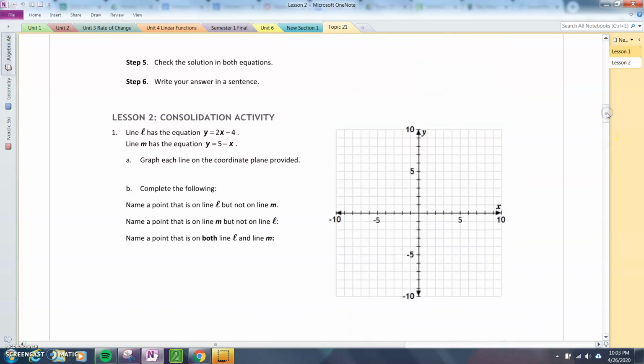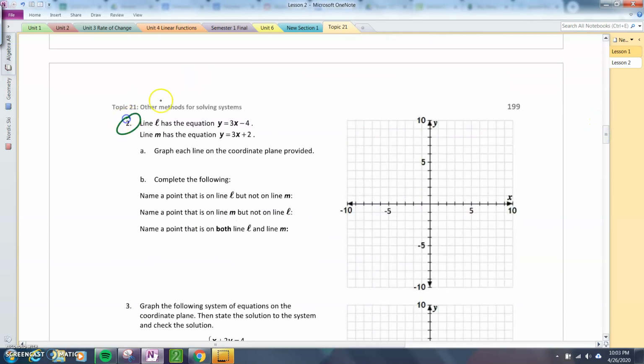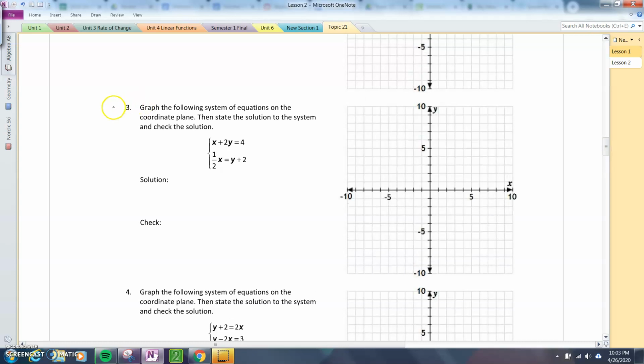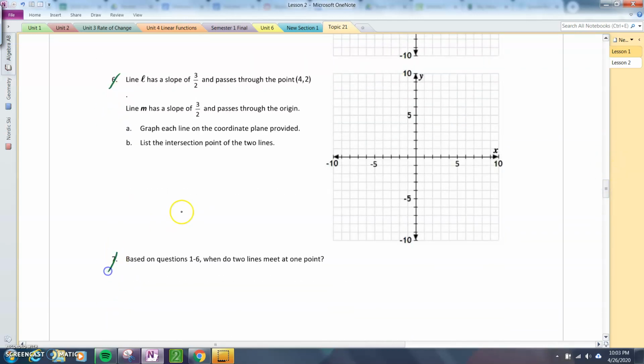Alright, so here is the video example for topic 21, lesson 2. This is also the distance learning assignment for April 27th, Monday. I'm going to do number 1 here in the consolidation. I'm going to have you then do 2. I'll show you how to do 3, and then you're going to do 4. You can skip 5, 6, 7, and 8.